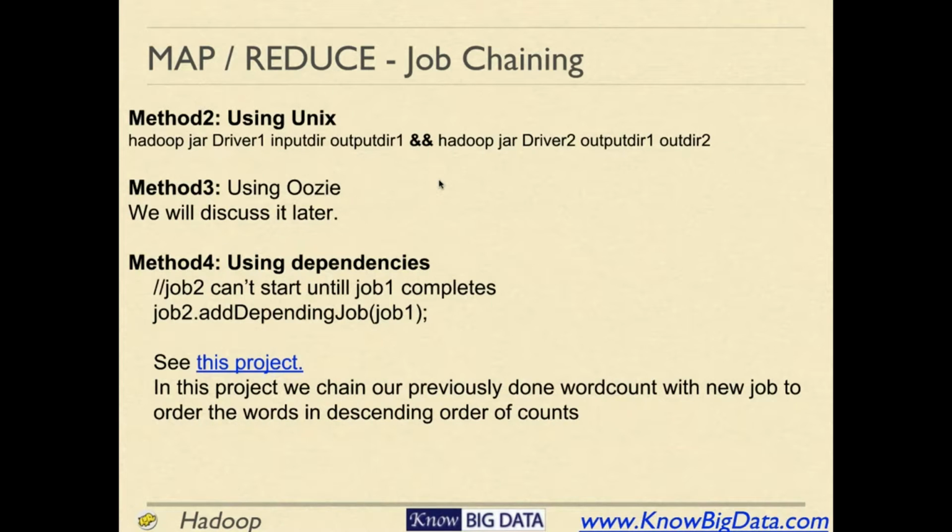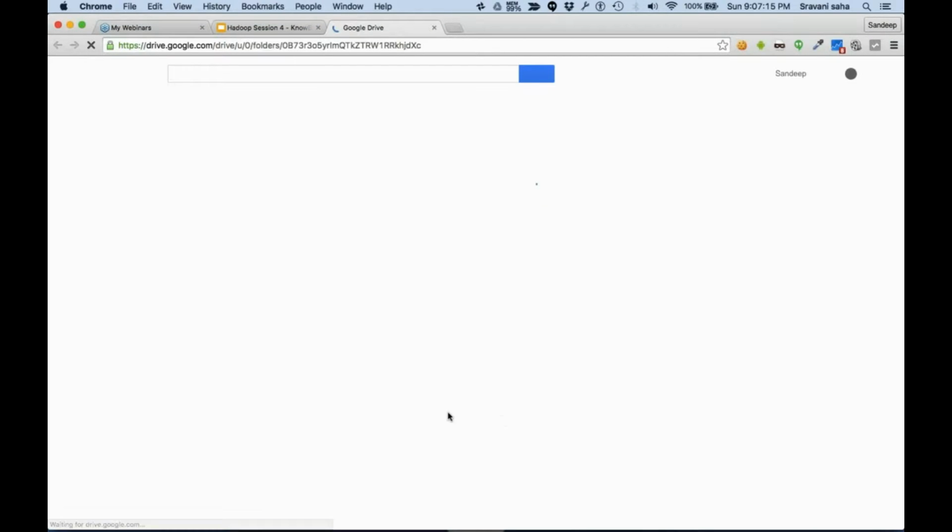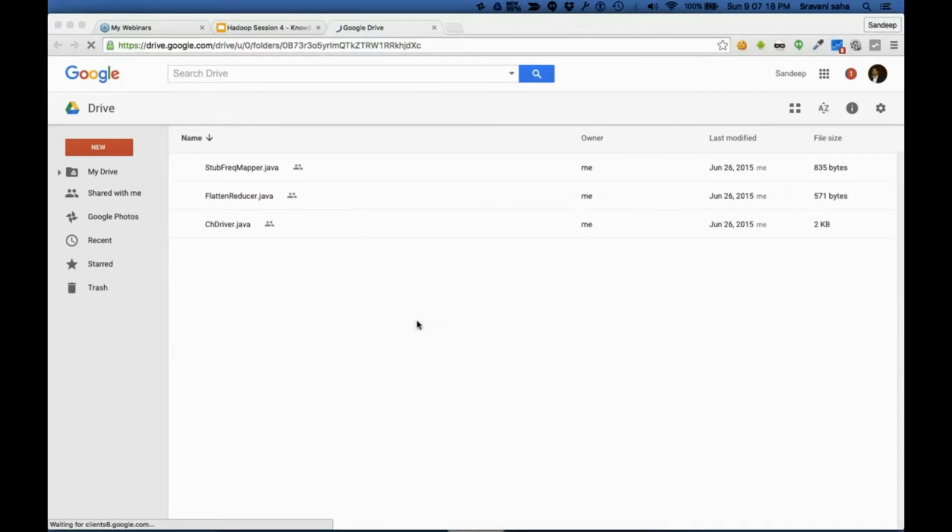Now the third method is using Oozie, which we'll discuss later, and the fourth method is using dependencies. Hadoop provides a way of creating dependencies. I like the first method and the second method using Unix, and in very complex projects Oozie is the solution, but dependencies is also a way of executing things. There is no single way, and no way of justifying one approach against another.